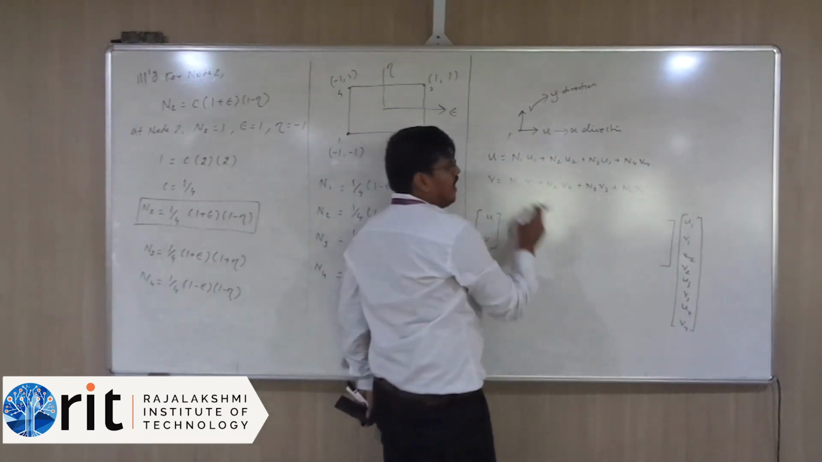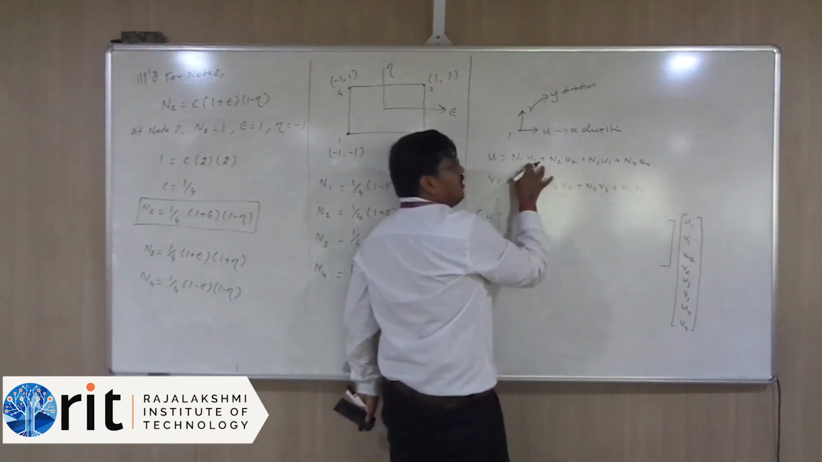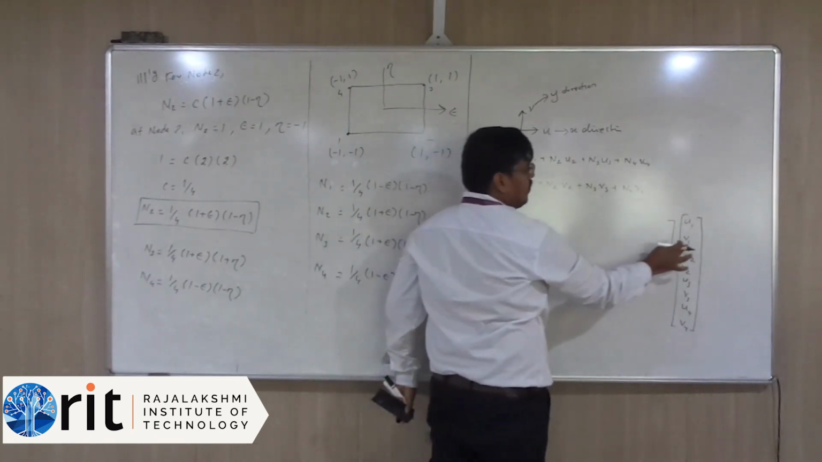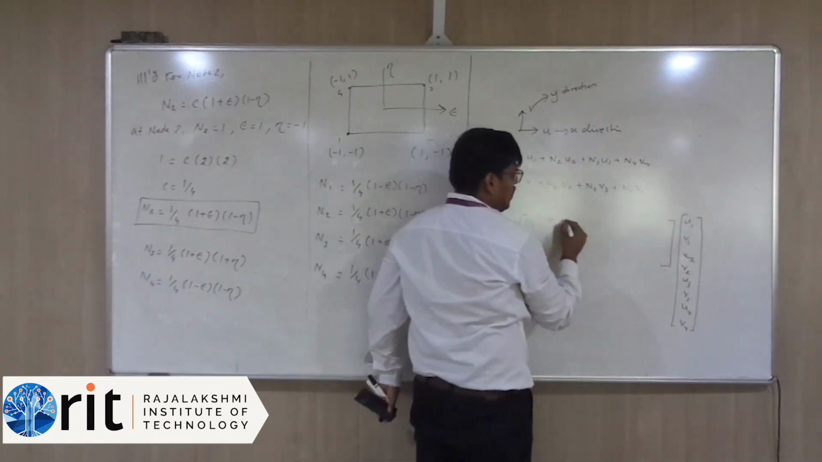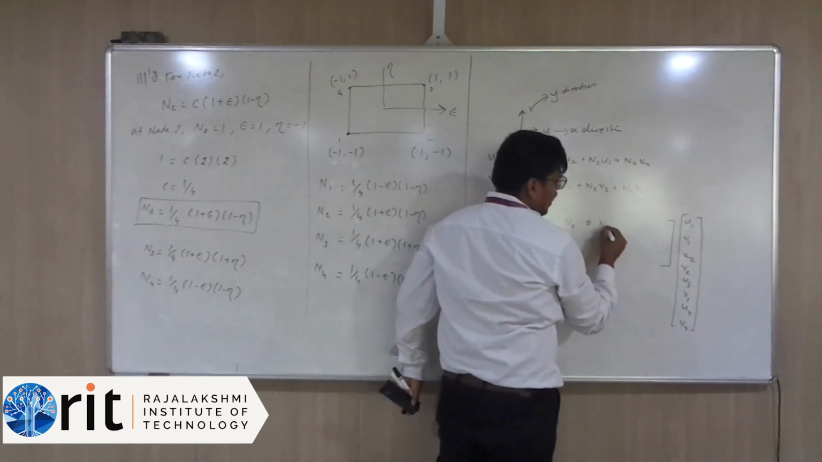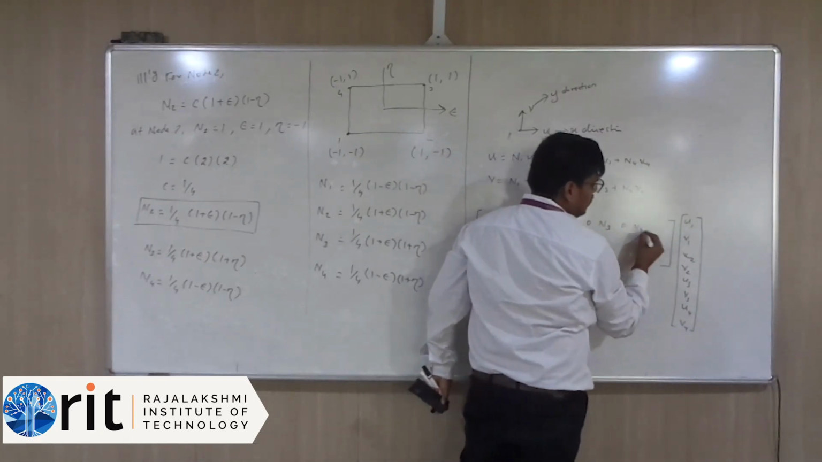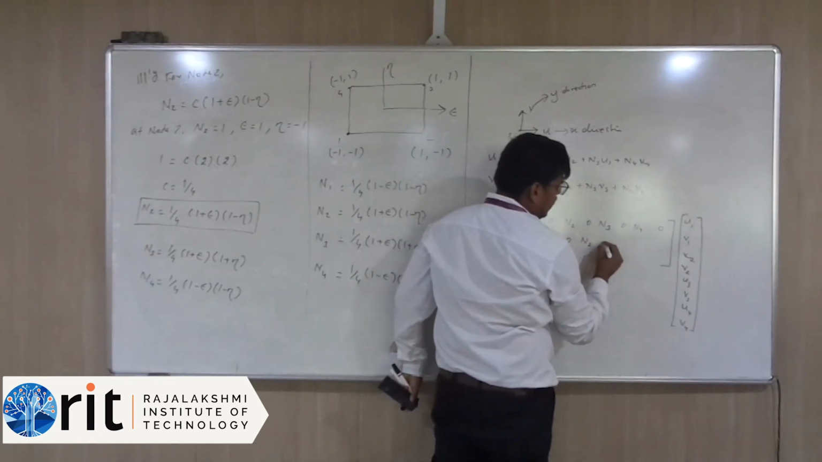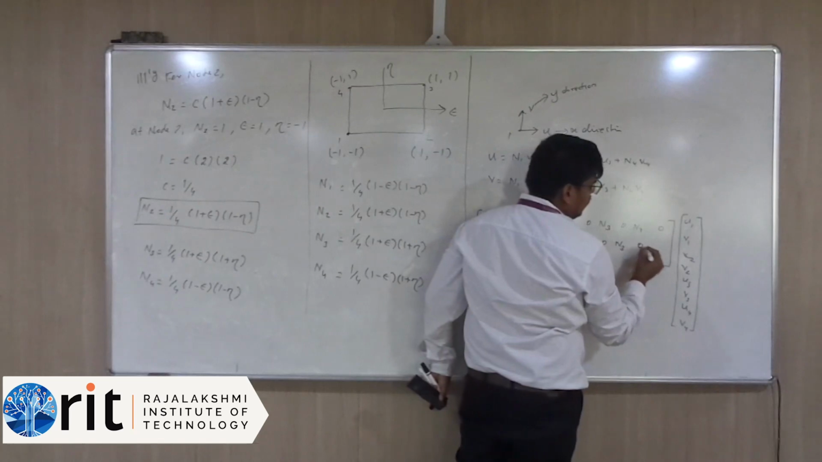In the first equation we have u1. The coefficient of u1 is n1. We do not have v1 in the first equation, so put 0. Similarly, n2 0, n3 0, n4 0. Then in the second row, 0 n1, 0 n2, 0 n3, 0 n4.